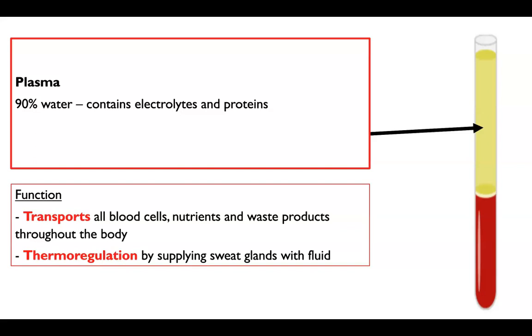Please have questions such as: which composition of blood is made up of 90% water and contains electrolytes and proteins? Plasma. Function: which composition of blood transports all blood cells, nutrients and waste products throughout the body? Which blood cell thermoregulates by supplying sweat glands with fluid? Plasma. So they're your key questions you should have.